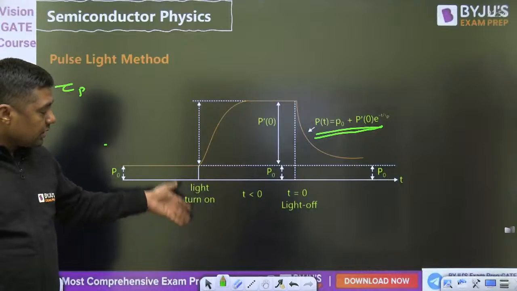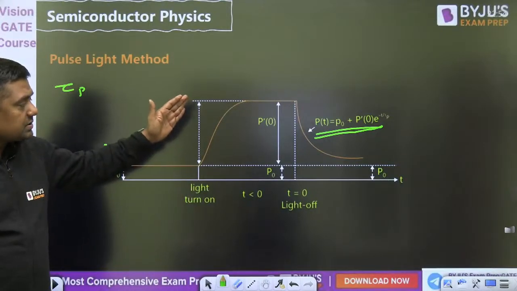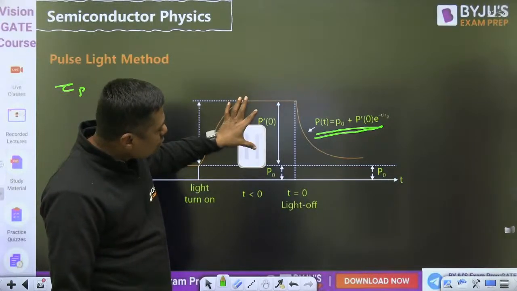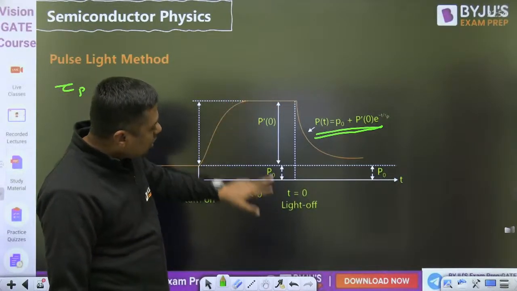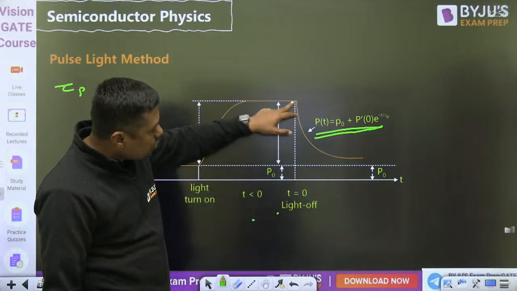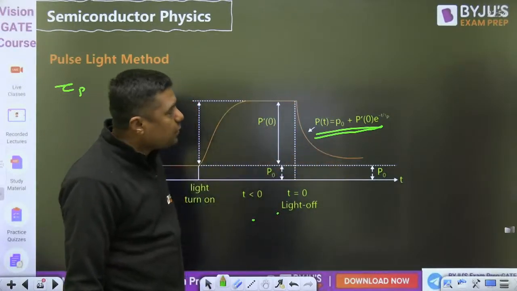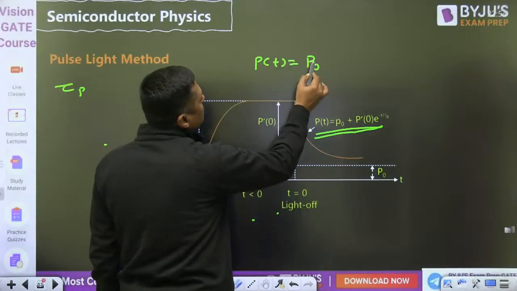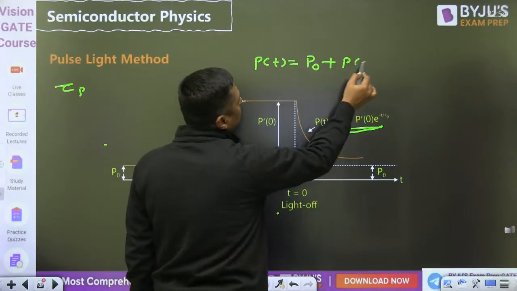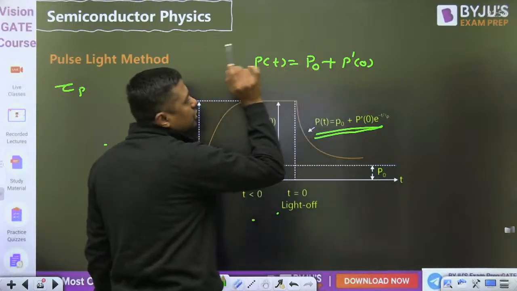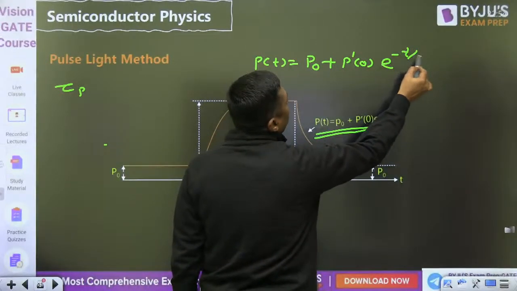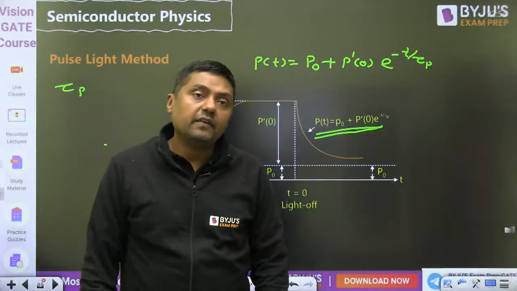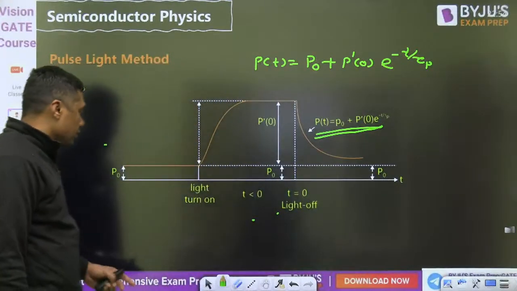At this point, turn on the light, concentration will increase, and finally it will saturate. Now at this point, this is the excess hole concentration because of the light. Now turn off the light, this excess hole concentration will start decreasing exponentially, and at any time the concentration of hole will be the thermally generated carrier concentration plus the excess hole concentration at t equal to 0, times e raised to power minus t by tau p. Tau p is the mean lifetime of what? Holes. Mean lifetime of holes. That is the formula. You can use this.